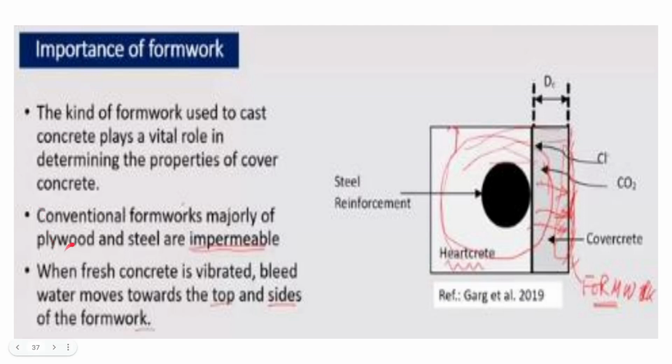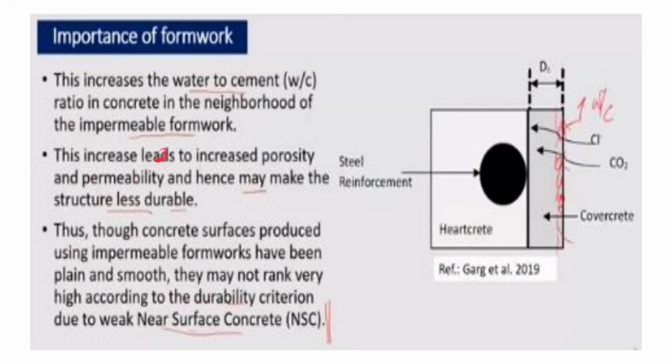Conventional formworks, majorly of plywood and steel, are impermeable. When fresh concrete is vibrated, bleed water moves towards the top and the sides of the formwork. That is a normal phenomenon, as we all know. Due to the bleeding, there is an increase in the water to cement, that is W by C, ratio in concrete in the neighborhood of the impermeable formwork. This increase leads to increased porosity and permeability, and hence makes the structure less durable.